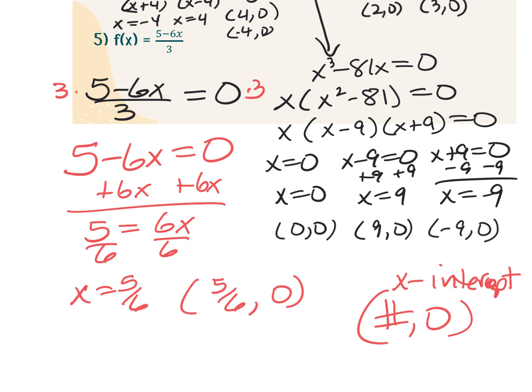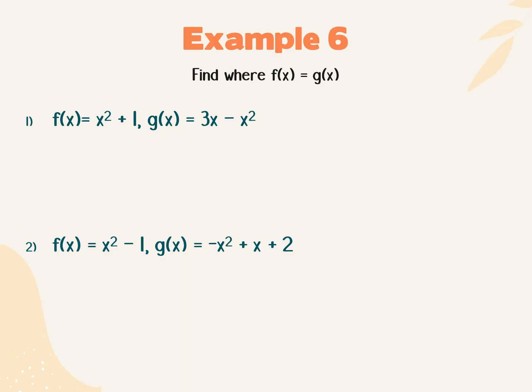Two more examples, and then we're going to move on to domain. They want us to find where f of x equals g of x. So all I need to do is take what f of x equals and what g of x equals and set them equal to each other. So I'm going to solve x squared plus 1 equals 3x minus x squared. I need to get all my like terms to one side and set this equal to 0. So I'm going to go ahead and add the x squared.